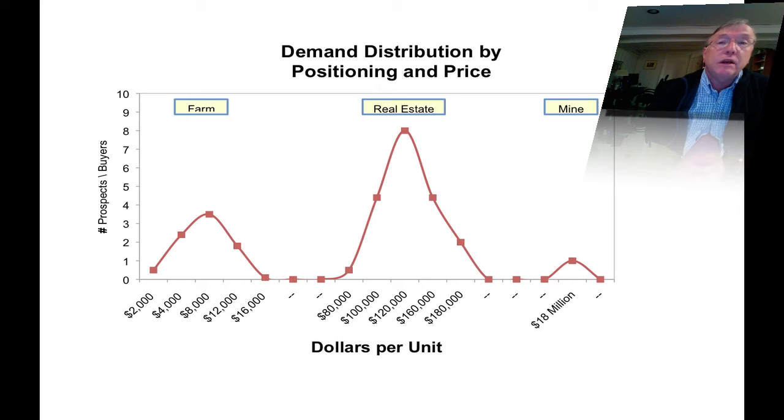So a farm price has a particular low and it rises up to a maximum and then falls off. And then under real estate concepts, there's a low and it rises up and it falls off. And under the mining positioning, there's another lower set of demand characteristics. So this is basically the underlying idea for measuring and evaluating your pricing before you go to market.